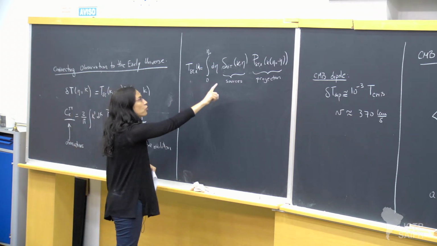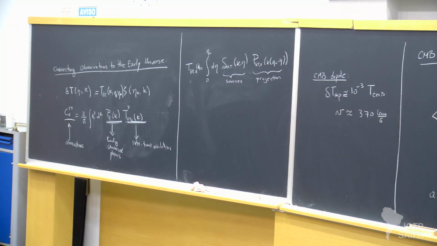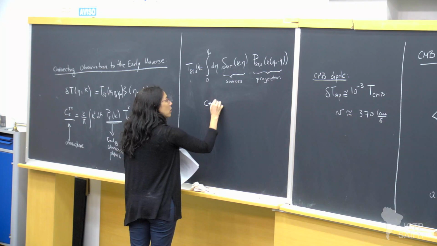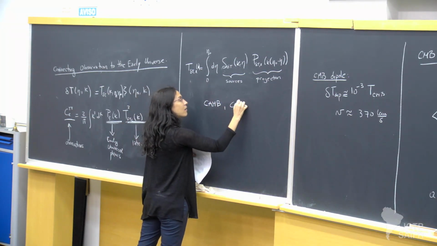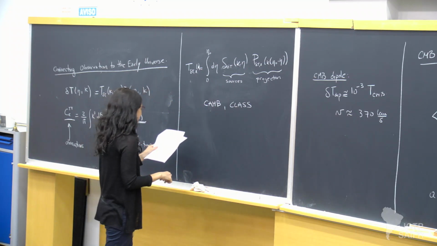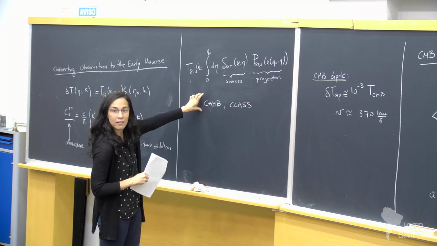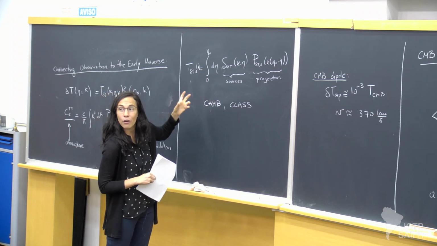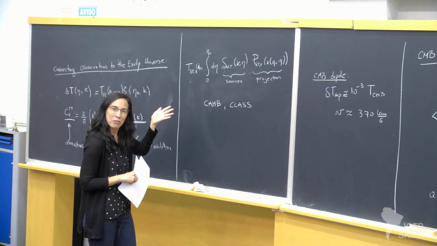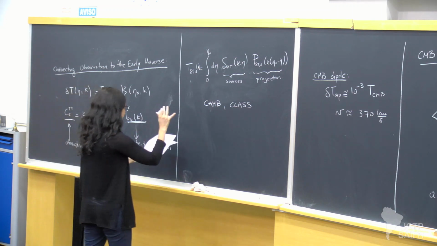This transfer function can be extracted from publicly available codes that solve the Boltzmann equation. For example, CAMB, which you can download very easily, or CLASS. CAMB is written in Fortran, CLASS is not. These codes compute the transfer function in a very fast way. In something like 5 seconds, you can compute the power spectrum of the CMB, with lots of tricks that have been developed over the years.